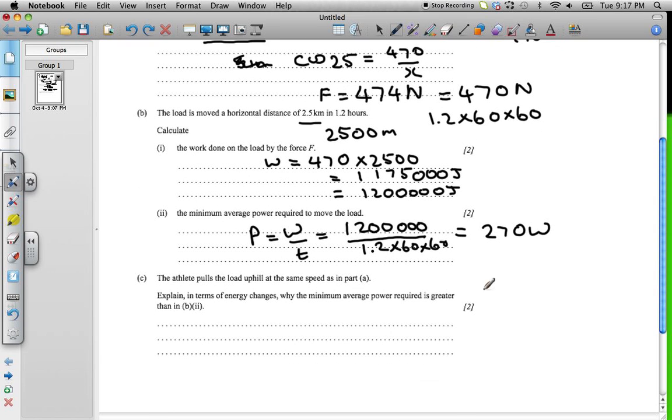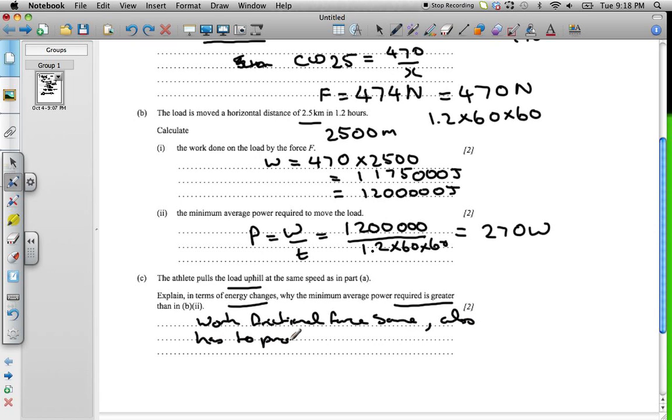Finally, the question is, the athlete pulls the load uphill at the same speed. Explain in terms of energy changes why the minimum average power required is greater than in B2. Well, the athlete still has to provide a force to do work to overcome the frictional force. So the work to overcome the frictional force stays the same. Force is the same. But now the athlete also has to provide for greater potential energy, because the load actually gains height, so it's greater PE, potential energy.